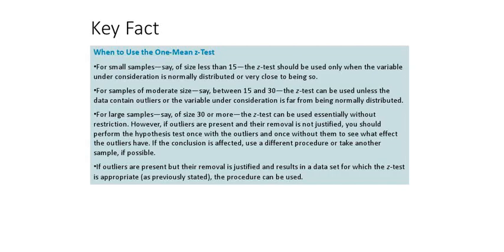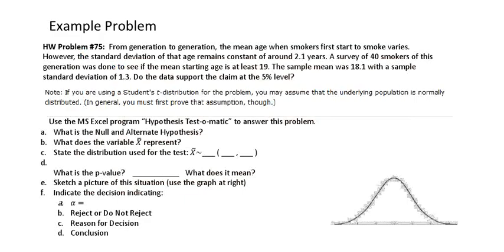All right, so keeping all of that in mind, let's go through an example using a problem similar to the one that you'll find in WebAssign. From generation to generation, the mean age when smokers first start to smoke varies. However, the standard deviation of that age remains constant around 2.1 years. A survey of 40 smokers in this generation was done to see if the mean starting age was at least 19. The sample mean was 18.1 and the sample standard deviation was 1.3. Do the data support the claim at the 5% level?